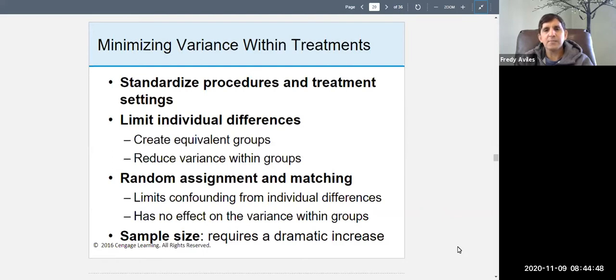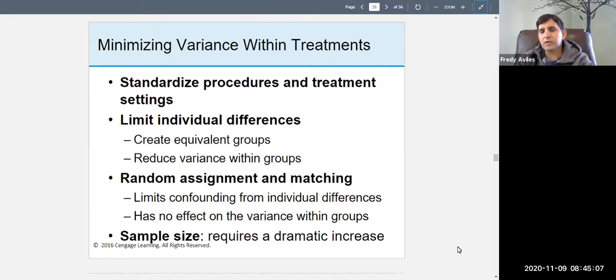Okay, so you want to limit individual differences within the groups. A way to do that is to make sure your groups are equivalent. You can use random assignment and matching to do these things. That limits confounding and individual differences, but it has no effect on the variance within the groups.